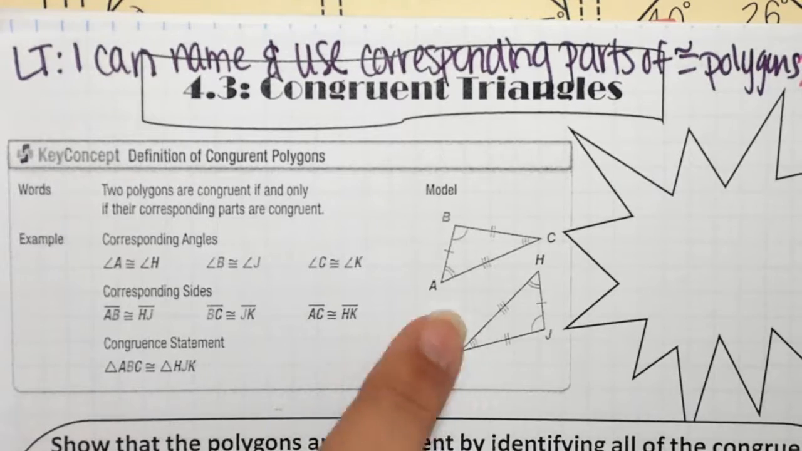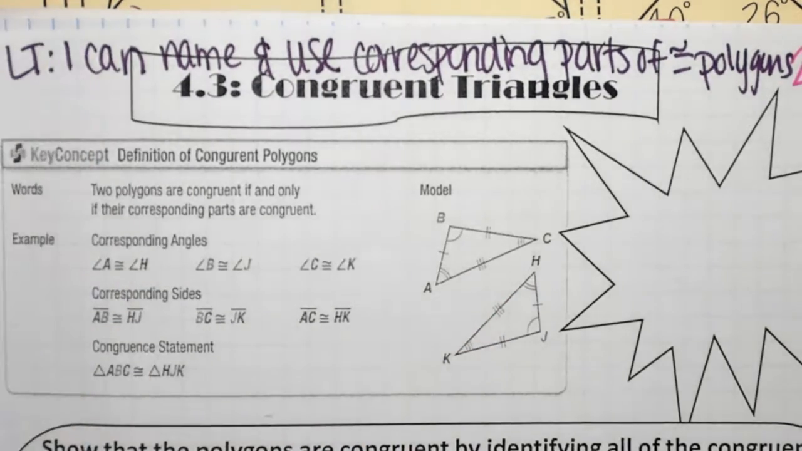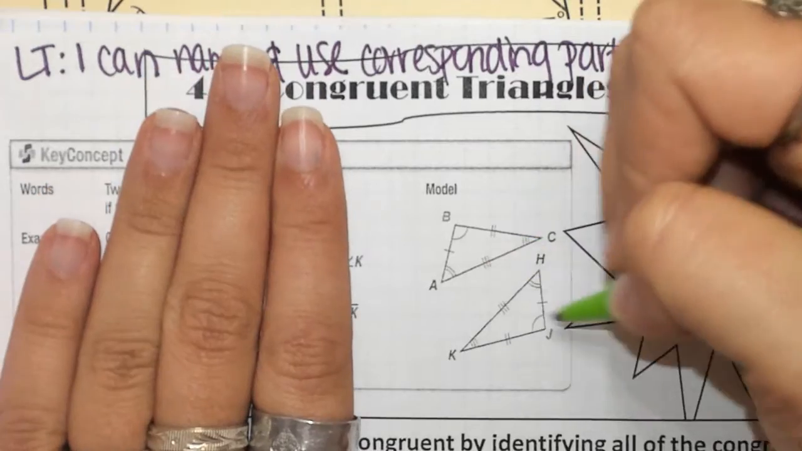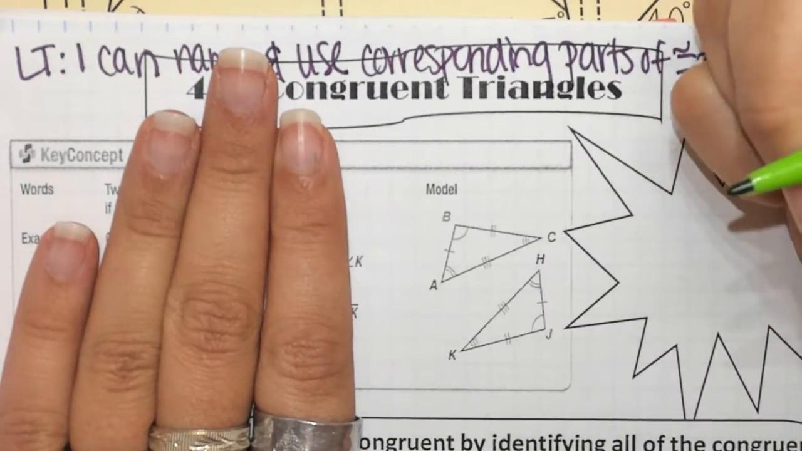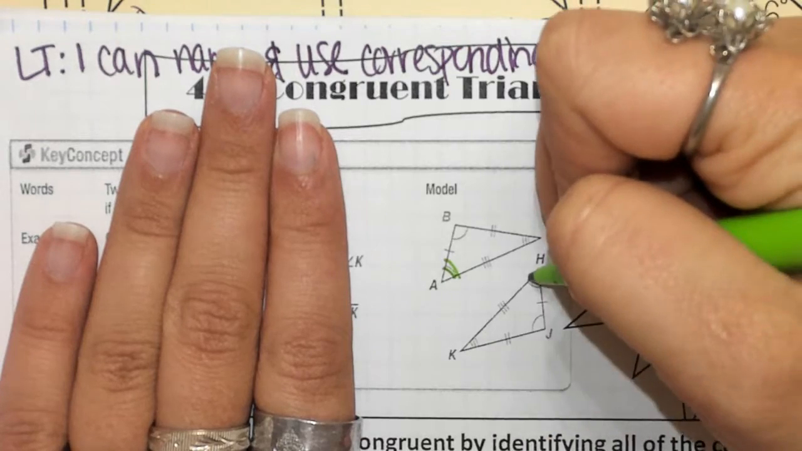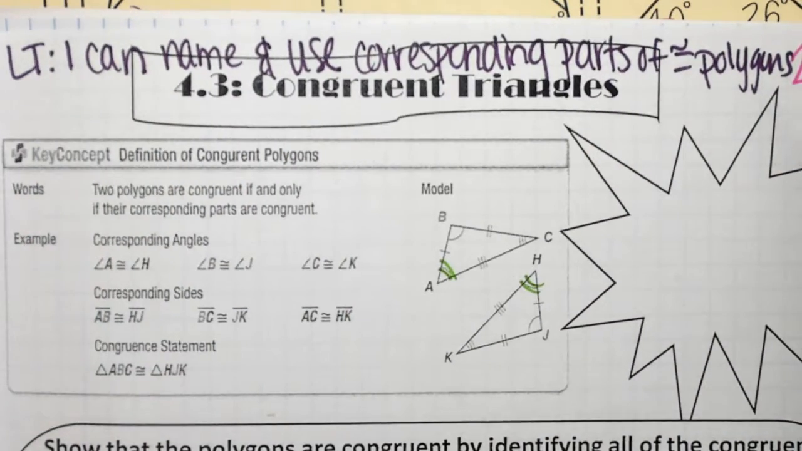Do you see how it has a bunch of rainbows and a bunch of tickies? The rainbows match up with each other. So angle A is congruent to which angle on the second triangle based on the rainbows? Not this, based on the rainbows. Angle A is congruent to H, because they both have two rainbows. If you need to darken those rainbows in, darken those rainbows in.